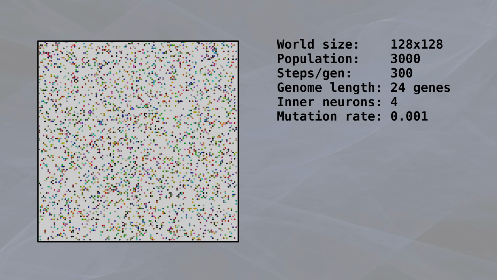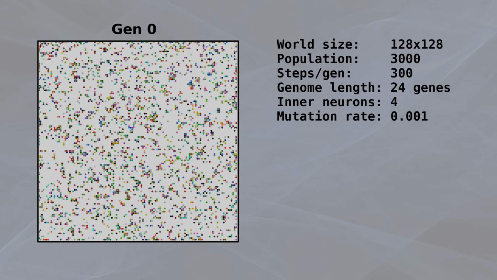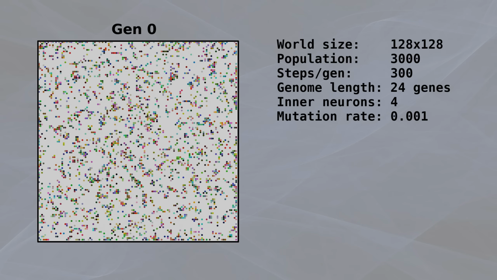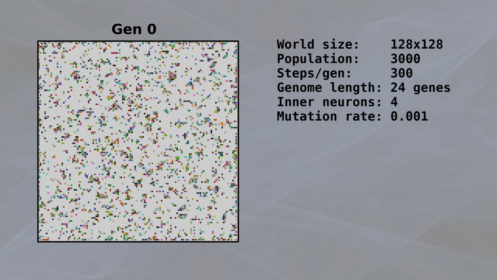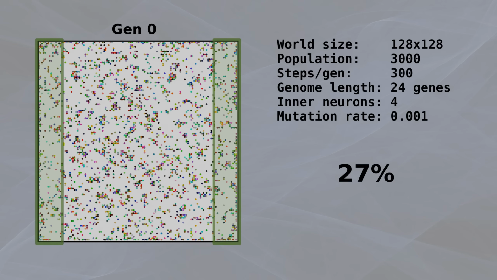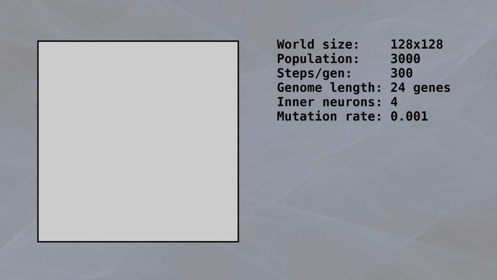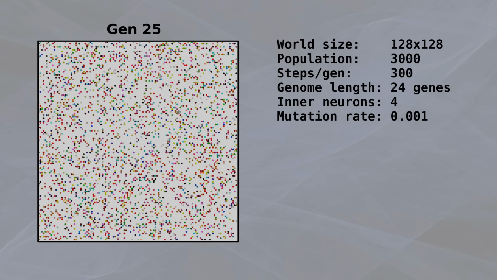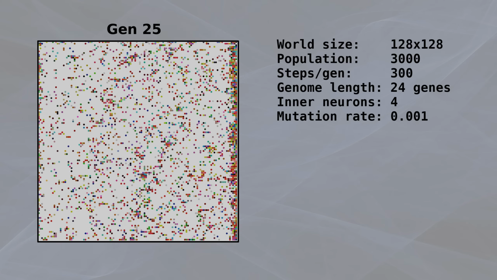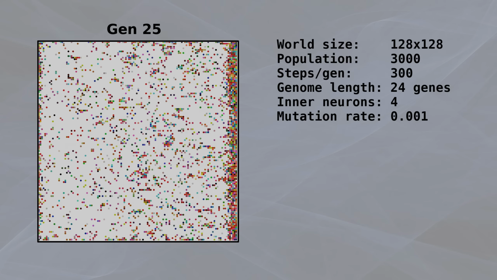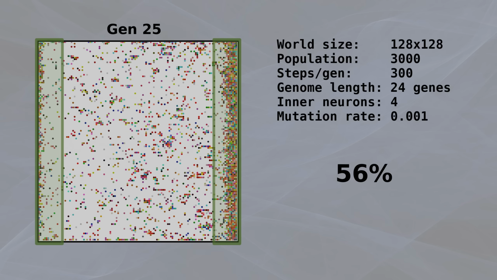Here's our starting population randomly distributed. This is generation 0. We let them run, and as usual, generation 0 just looks random. At the end, by random chance, 27% of the population happened to be in these spawning areas, and they reproduced. Let's skip forward to generation 25. In this generation, some of them have learned to move east, and now the survival rate has gone up from 27% to 56%.